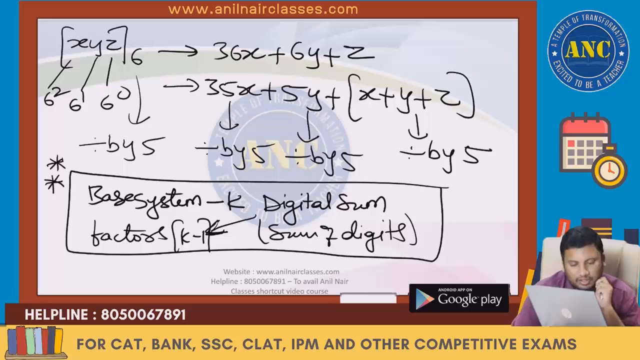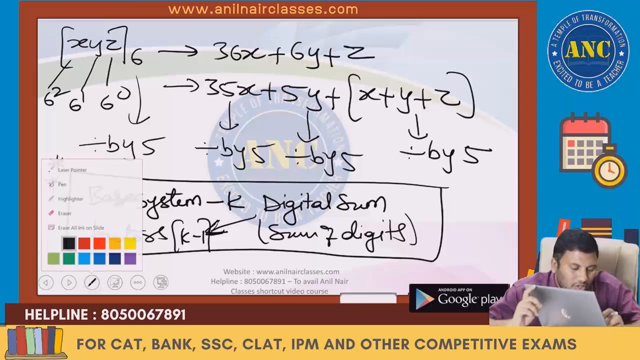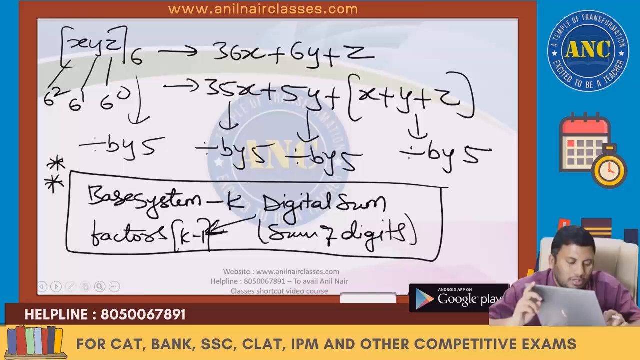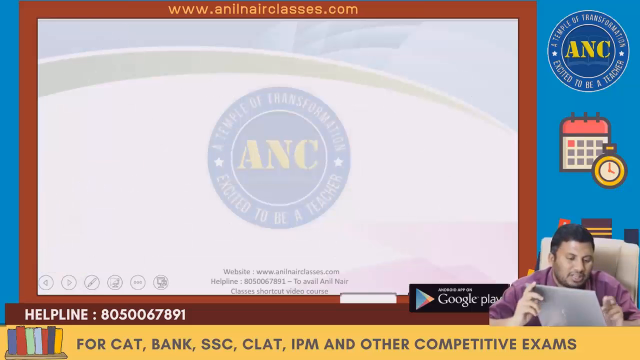Next question. In base system K, the digital sum is applicable for all the factors of K minus 1. Question: find the remainders for the following.